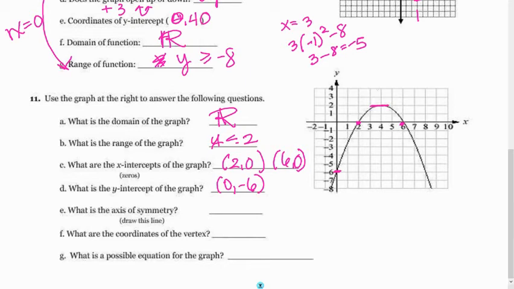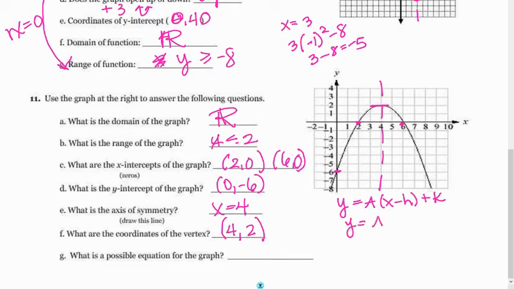The axis of symmetry is at x equals 4. The vertex is at 4, 2. And now I want to write a possible equation. So I'm going to use my vertex form, a times x minus h squared plus k. So I know that this will be 4 and this will be 2.